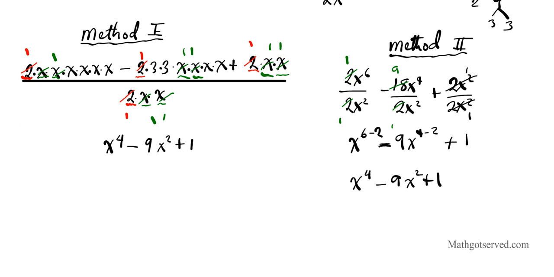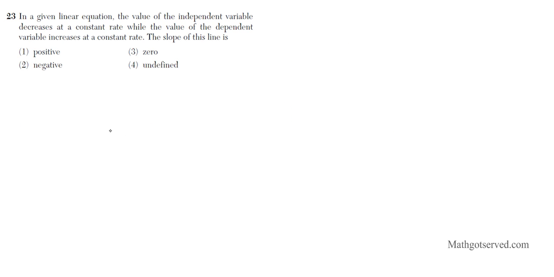All right, let's move right along. Question 23, it says in a given linear equation, the value of the independent variable decreases at a constant rate, while the value of the dependent variable increases at a constant rate. The slope of this line is positive, negative, 0, or undefined. So let's make a real quick sketch of our coordinate system.